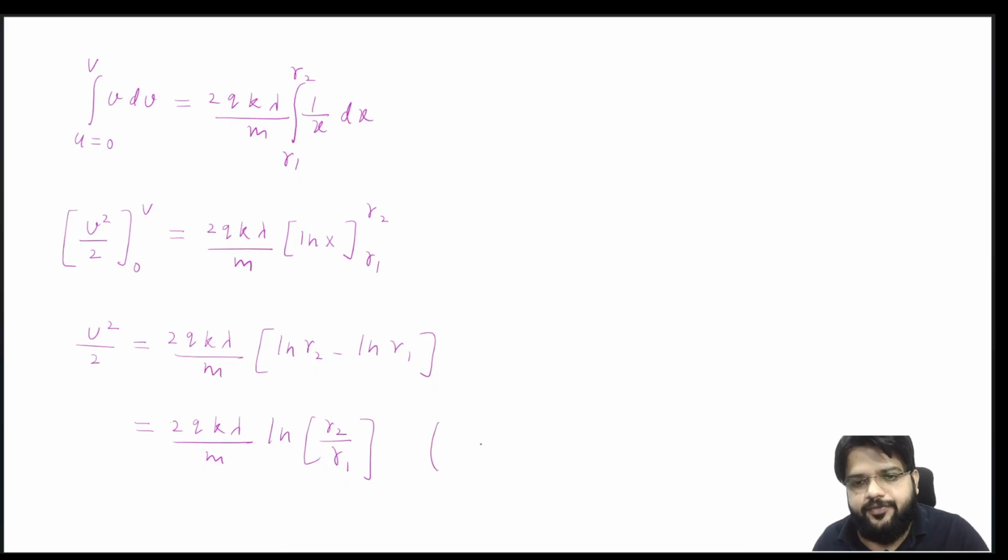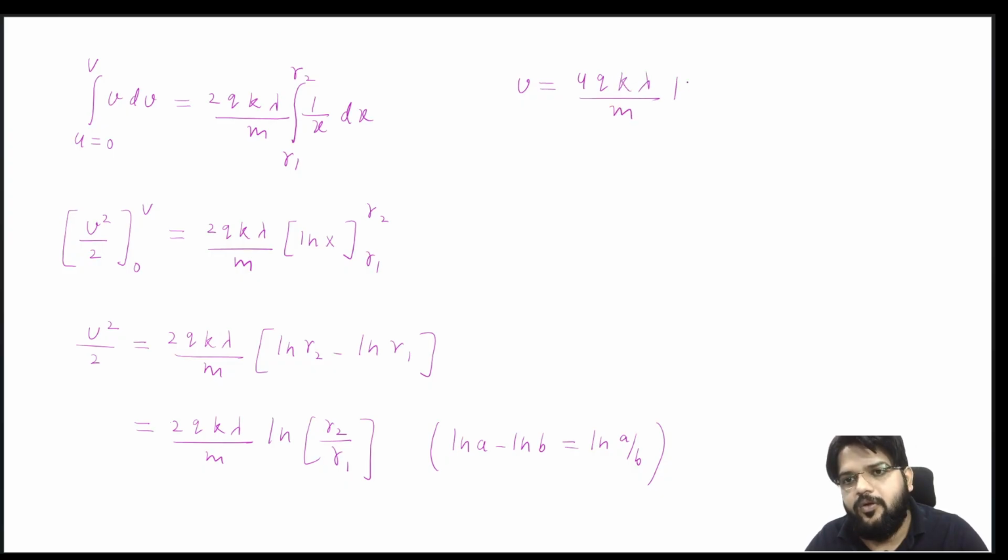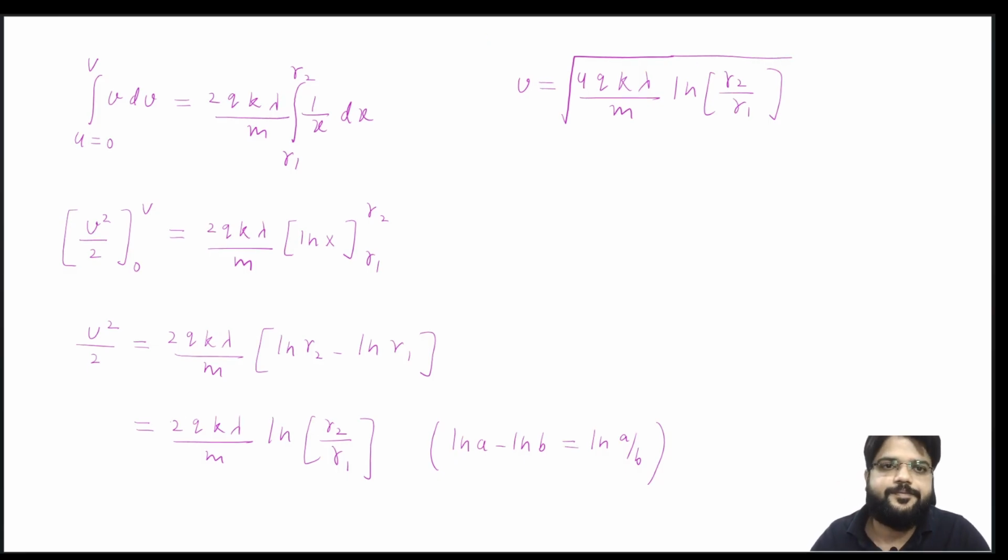So what is the log property? If we have log a minus log b, it can be written as log a by b. All right. So finally we have v equal to, and since we have v square, we can put it under root sign. So v equals under root of 4qkλ by m log r2 by r1. So this is the final answer, everyone. This is the final answer.